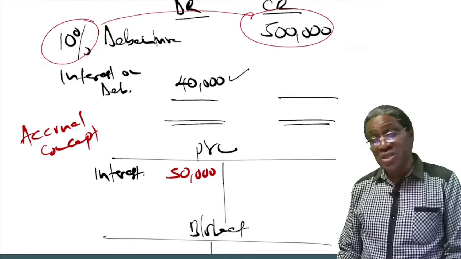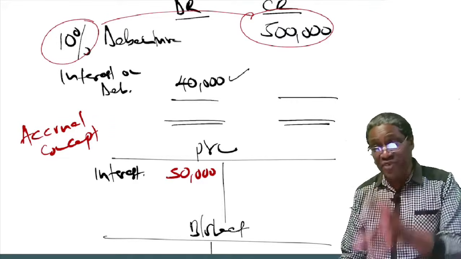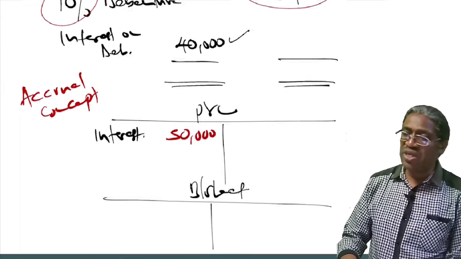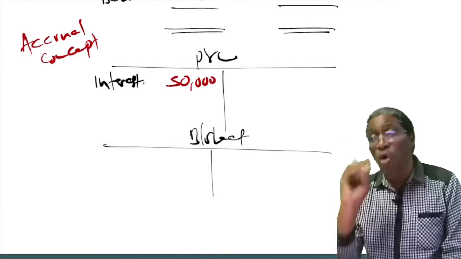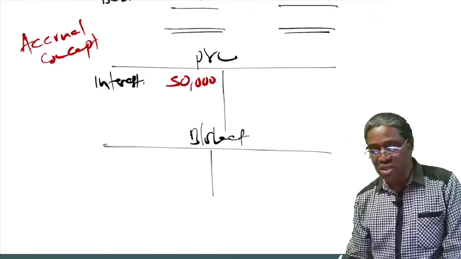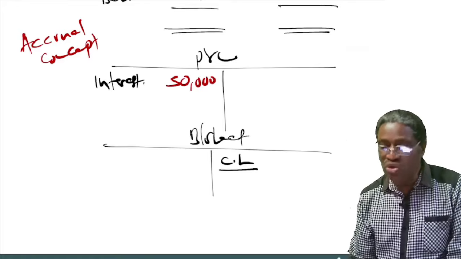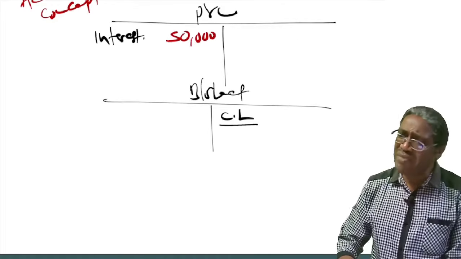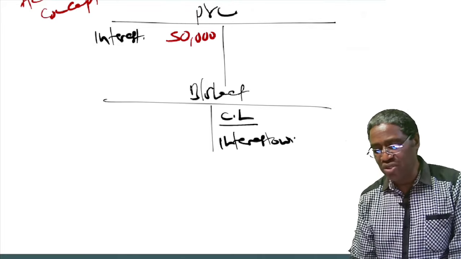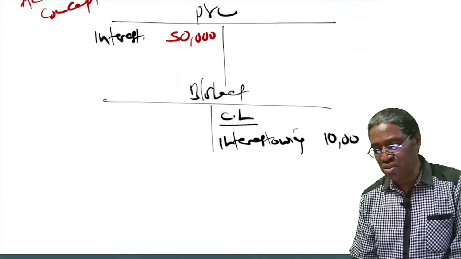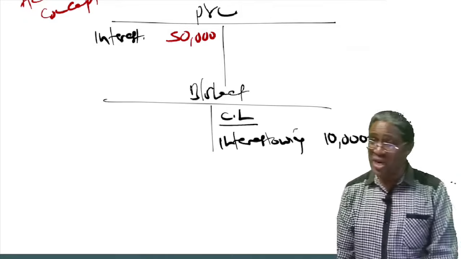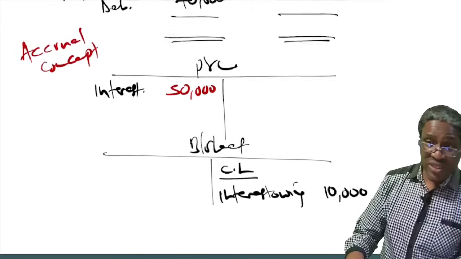So it means because I was supposed to pay them 50 and I've only paid them 40, then by the end of the year, as a company, we owe our debenture holders an amount of 10,000. So that 10,000 will go to your balance sheet as a current liability in the name of interest owing of 10,000. So that's how the 10,000 will affect the balance sheet.